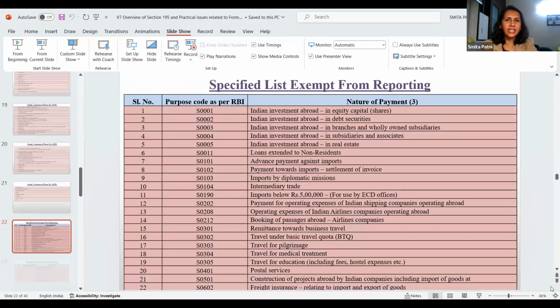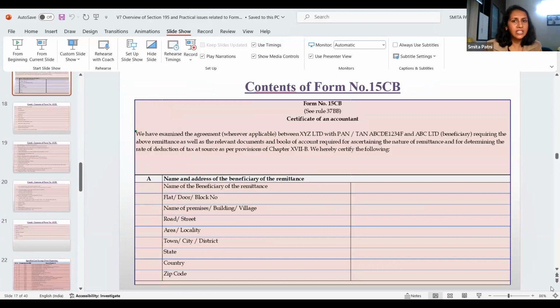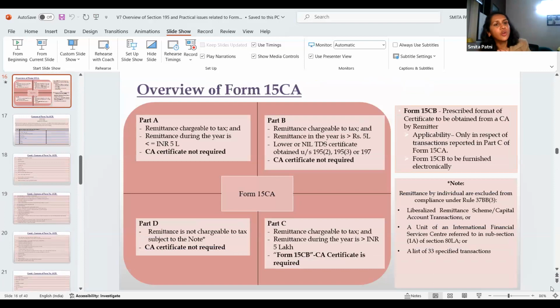These 33 categories are here, so you can go through the category. In these 33 transactions, 15CA is not at all required. Of course, on a practical note, if the banker asks you for a 15CB or CA certificate, you have to issue it. We have no choice. Either we go and fight with them or we issue a 15CB/CA.